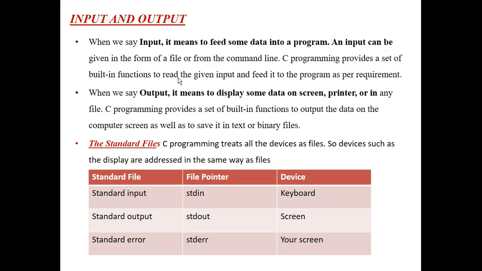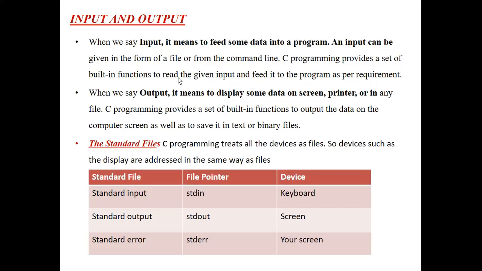C programming provides a set of built-in functions to output the data on the computer screen as well as to save it in text or binary files. There are very many built-in functions to output the data on the screen as well as to save it in text or binary files. So this is about output. By using these built-in functions, we can output the data onto the computer screen as well as store the data into text or binary files. This is about input and output.